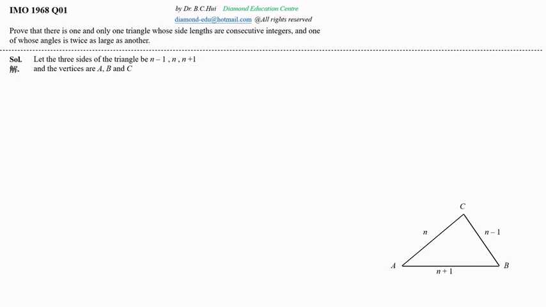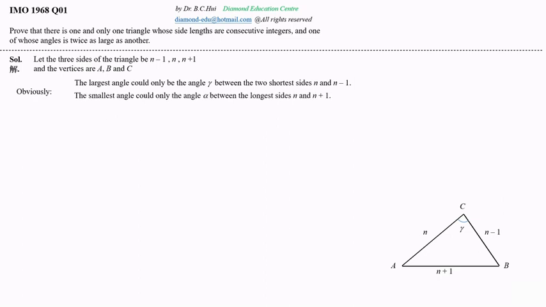And we let the three vertices be A, B, and C. Obviously, we see that the largest angle could only be the angle gamma, which is the angle between the two shorter sides, n and n minus 1. And the smallest angle could only be the angle alpha, between the two longest sides, n and n plus 1. There's one angle left, we call it angle beta.